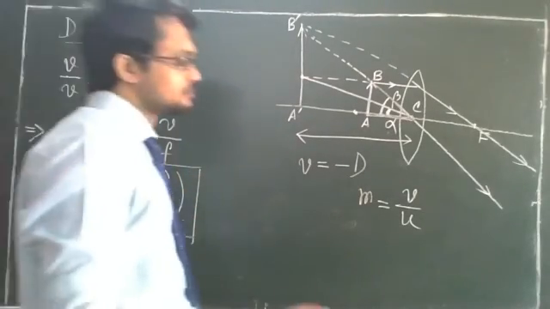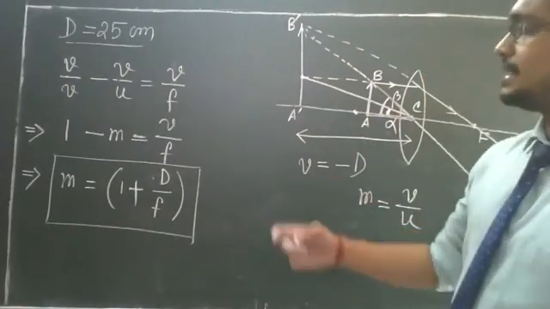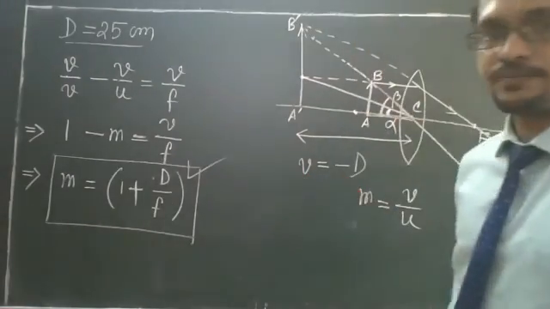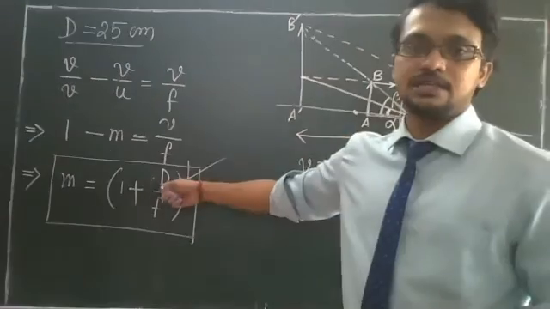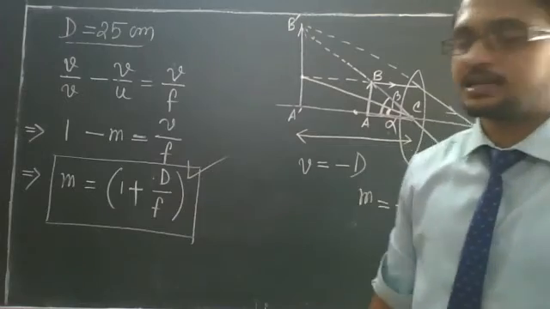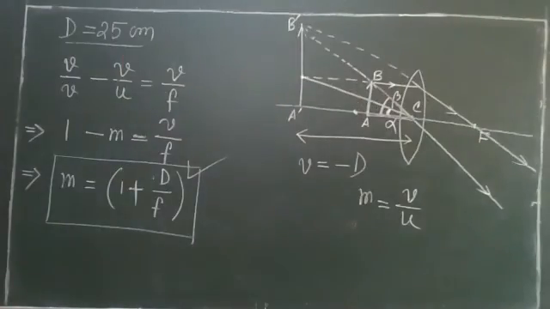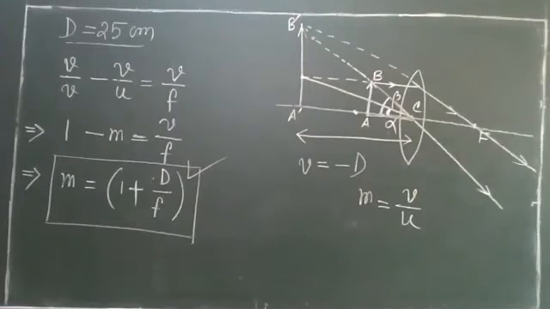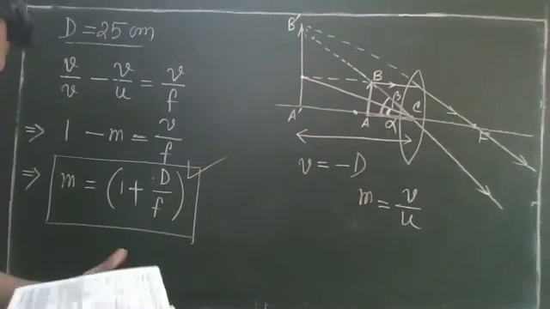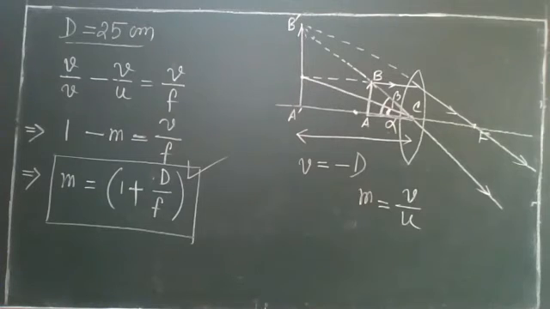Suppose one numerical is given with this derivation, and it is mentioned that we are using a magnifying glass, then we will use this formula. If it is given distinct vision, we will use D equal to 25. If D is given as any other value, we will put that value. That will be the magnification. Now I am giving one numerical related to this formula. I am erasing this. Any query? We'll practice this thing. This is very important this year.